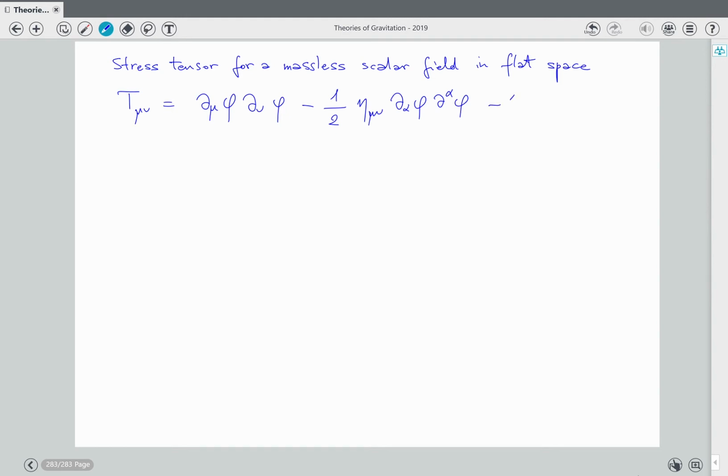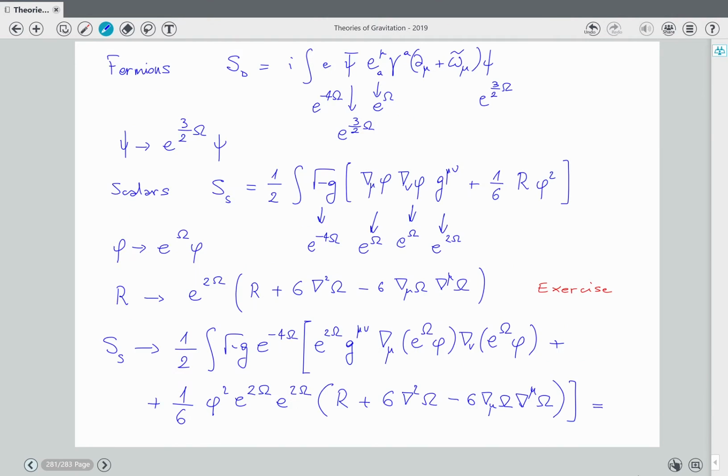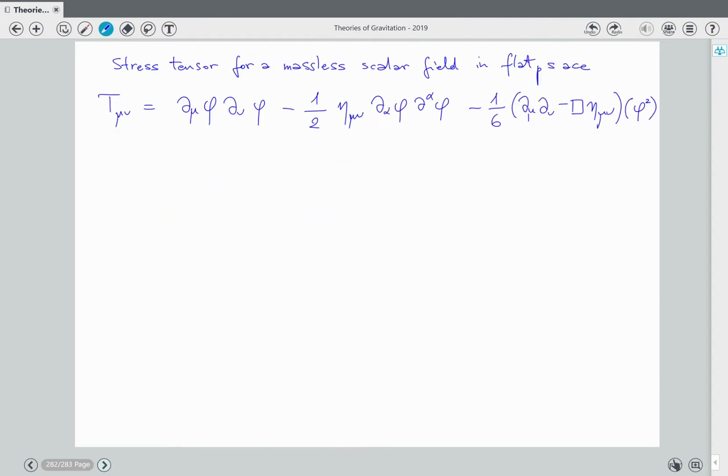And then there is an extra term that is a total derivative, one of the improvement terms that you can always add to the stress tensor, and you can fix the coefficient, which is 1/6, to make it traceless. And that is the stress tensor that you find from this thing. How can you be sure of that? Because this first is conserved on shell, and then it is also traceless.